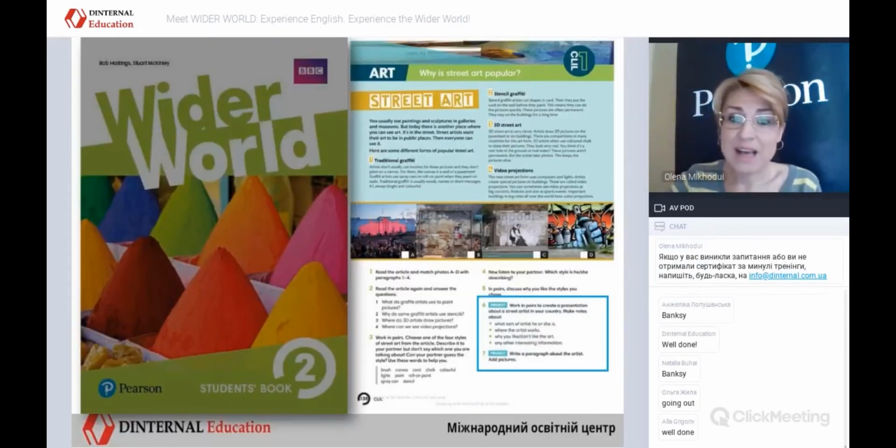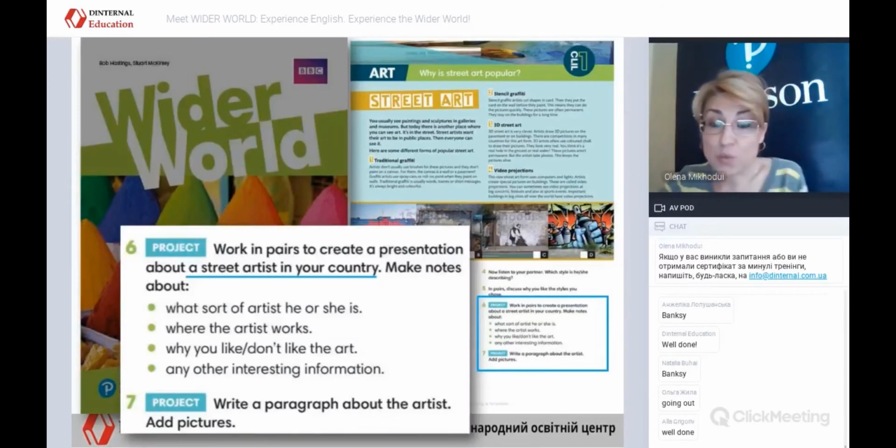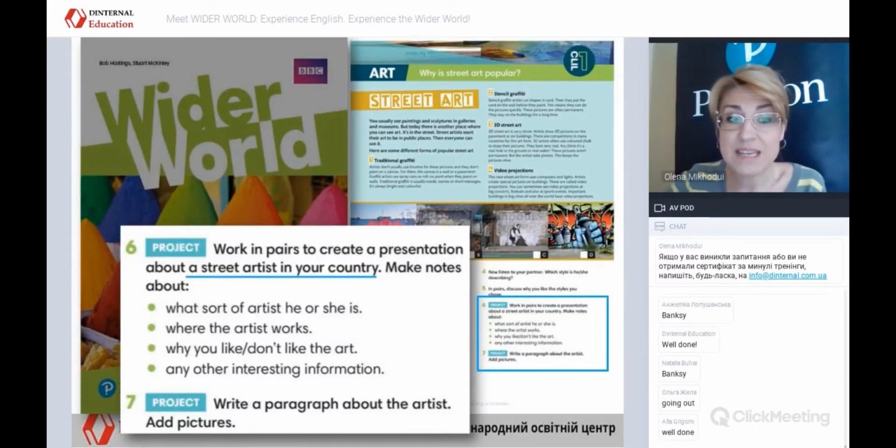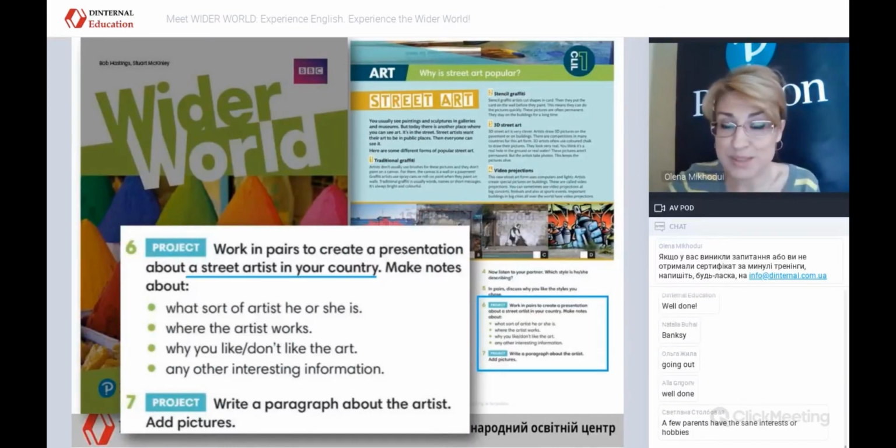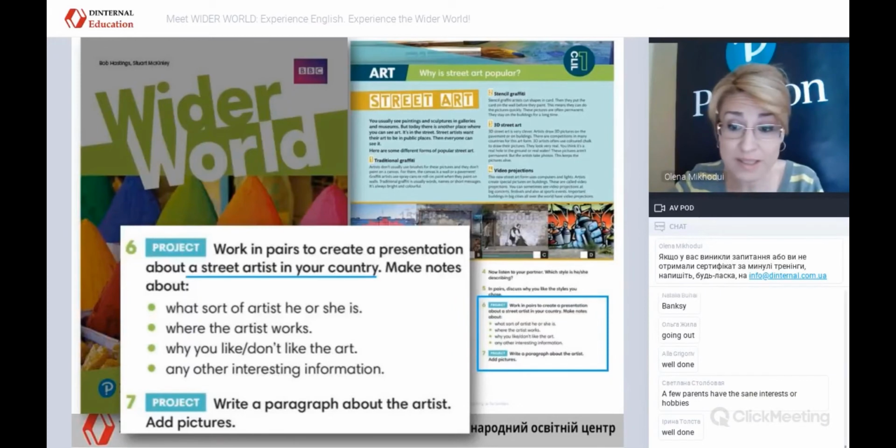No matter what. Okay, and the project, a wonderful project for teenagers. They're supposed to do some research and create something about a street artist or street art in their country. And here I've got a very nice website. I want to share it with you. You can use it with your students if you want. I'm not sure about your towns and places you come from.